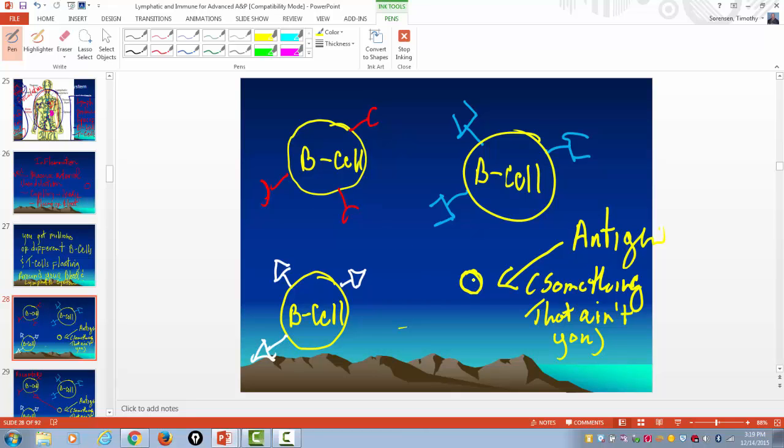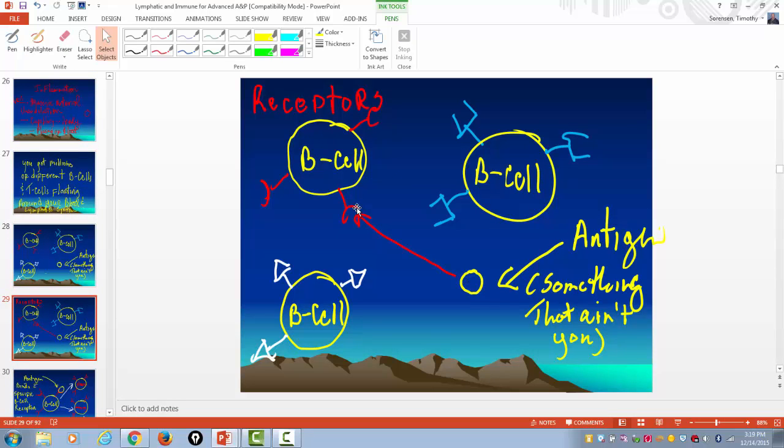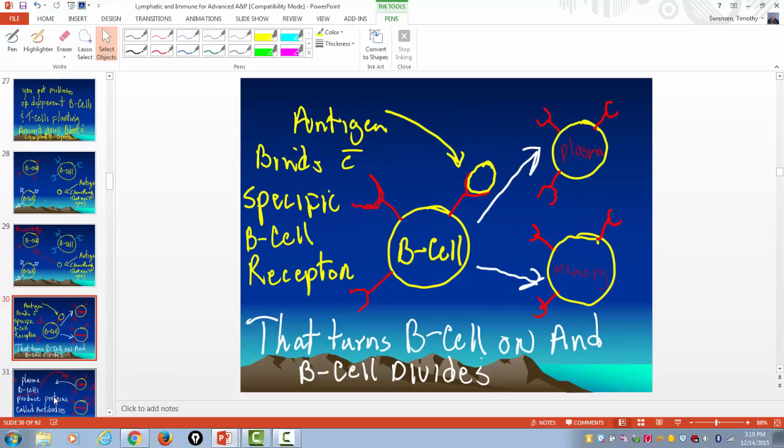And when a B cell matches up with a specific antigen, that B cell gets turned on. That receptor binds to that antigen, and then that B cell gets turned on and divides. And it divides into two very important types of B cells, plasma B cells and memory B cells. So now this B cell is turned on, and it is now only going to attack and destroy this thing right here, whatever it is. It's Sarah Connor.